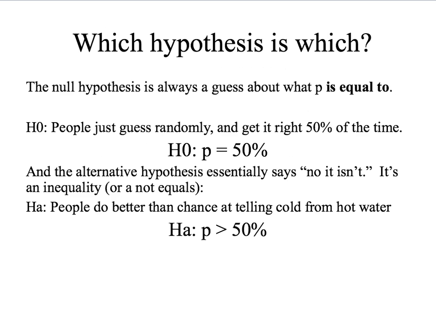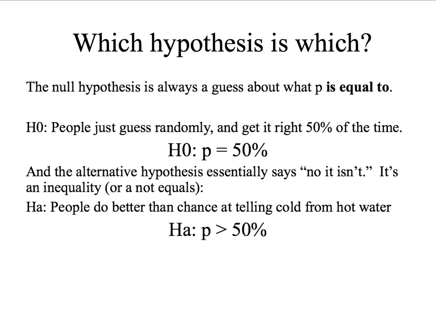parameter P? So we have to decide which one is going to be our null hypothesis and which one is going to be our alternate hypothesis. And the thing to remember is that the null hypothesis is always a guess about what P is equal to. And it's usually the boring thing. It would be boring if people couldn't tell it apart. So, and I just realized that for some reason this program lost my subscripts. I had them set up and they didn't carry through. So that's H naught, and that 0 should be a subscript, but it isn't. Oh well. So our null hypothesis is that people just guess randomly and they get it right 50% of the time, that P is equal to 50%.